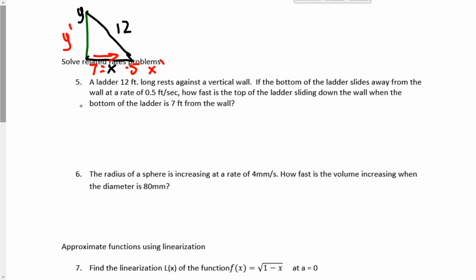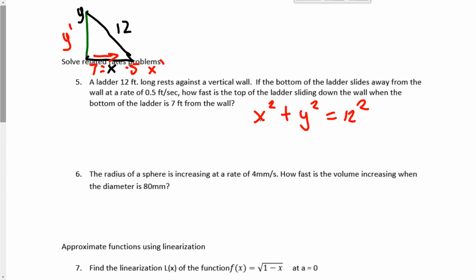So what I'm going to do here is use the Pythagorean Theorem, of course. And so I know that I want to find how fast it's going down the wall when it's at 7 feet. So I need to take my Pythagorean Theorem: x squared plus y squared equals 12 squared, which is 144. And I want to take the derivative because I want y prime, right?